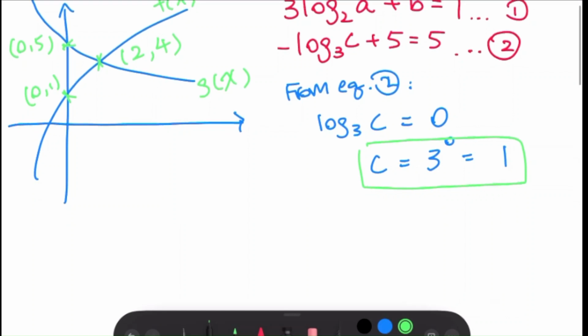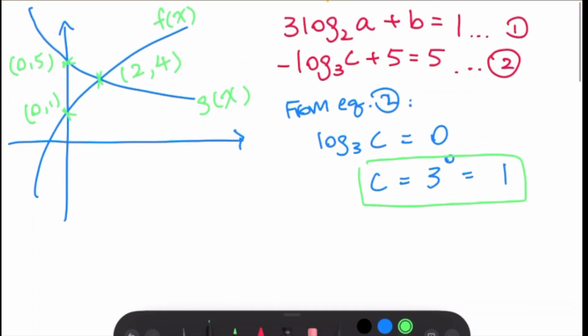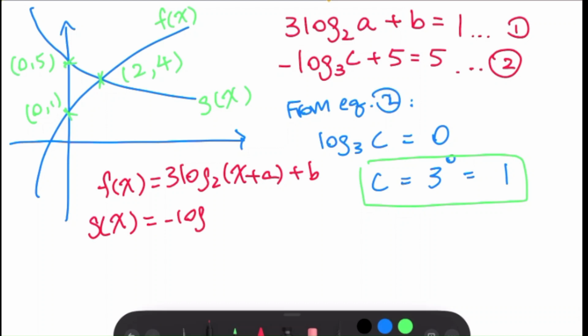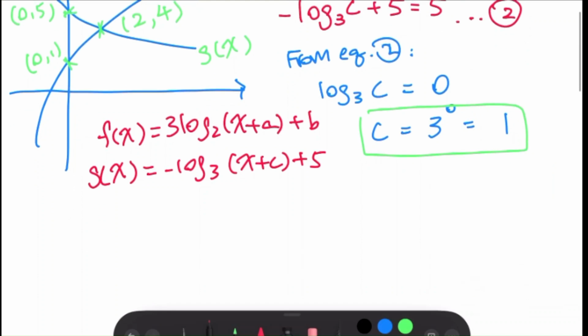So everyone following okay? Are we tracking? Awesome. So with that done, for clarity, I'm just going to write down the general form that they gave us, which is f(x) = 3 log(2x + a) + b, and g(x) = negative log(3x + c) + 5.